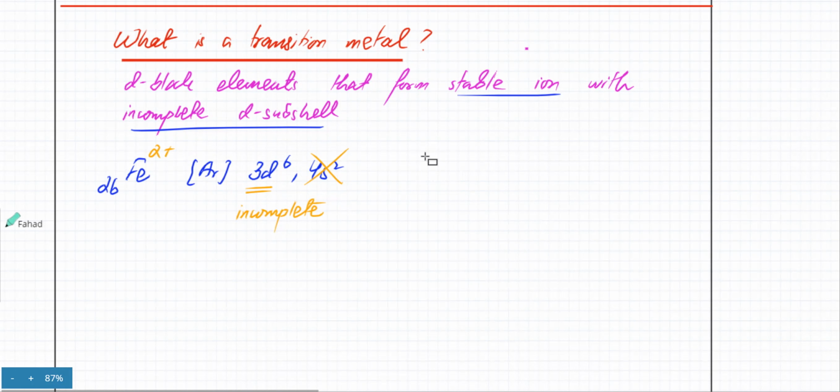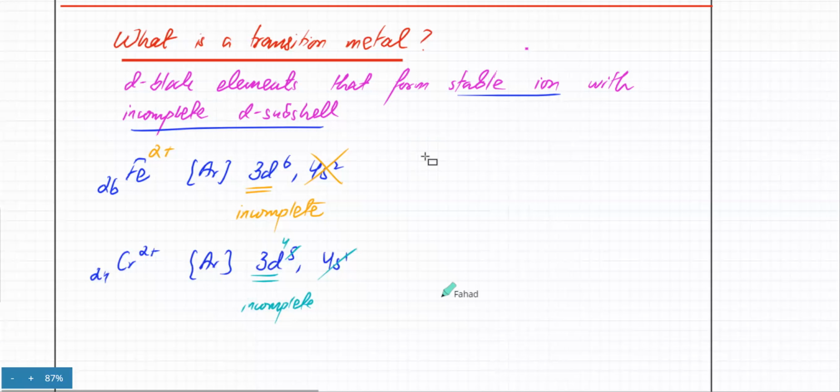Similarly, if you look at other elements as well, for example, if I take chromium, chromium can form 2 plus as well. Now, chromium had 24 electrons. It was argon, followed by 3d5 and 4s1. Now, 24 and 2 plus indicate that this is gone, and 1 electron from this side is also gone. So this d is going to be incomplete. It is incompletely filled. So both of them behave as transition metals.